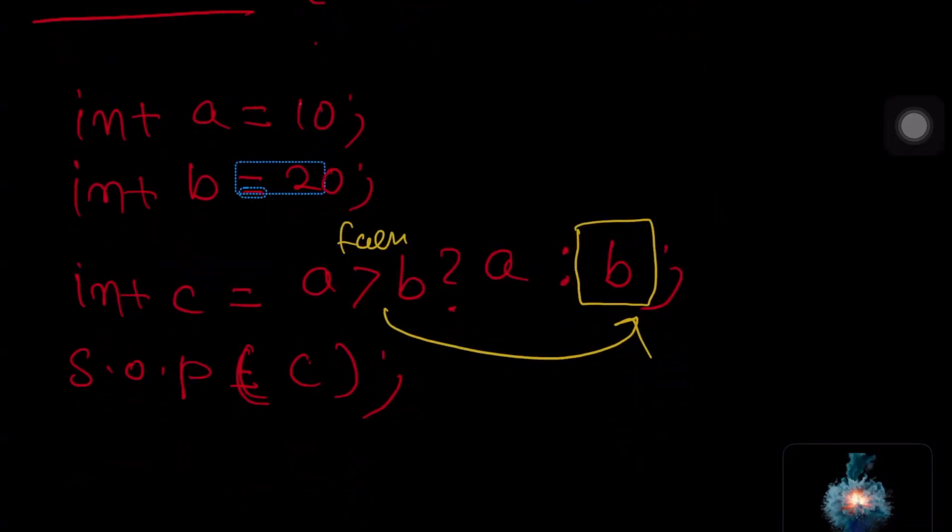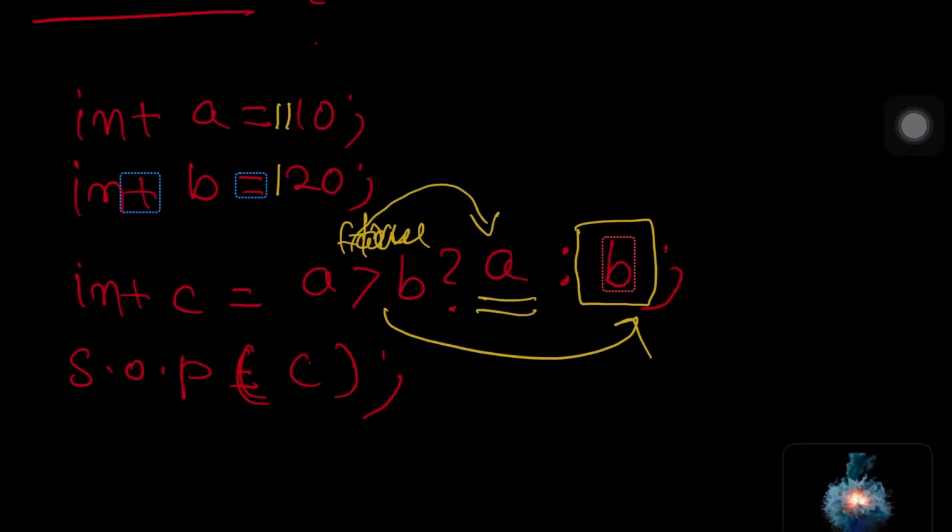Let's say I change this: I make A 1110 and B 120. Now is A greater than B? Yes, A is greater than B, which means it's true. If it's true, which operand gets executed? Operand 2. What do we have in operand 2? We have A, which is 1110. So everyone clear?